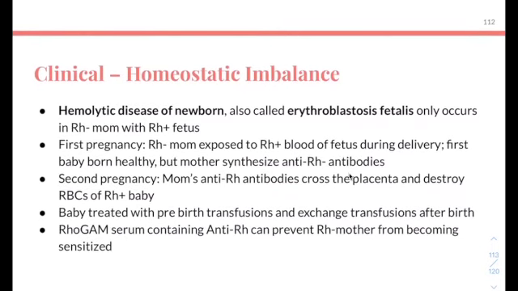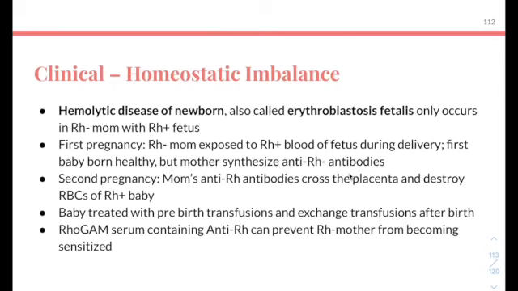So I know we talked about this with some people on Tuesday. Hemolytic disease of the newborn is also called erythroblastosis fetalis. It occurs when mom is Rh negative and the fetus is Rh positive. In the first pregnancy, mom is exposed to that Rh positive blood during delivery. The first baby is born fine, they're healthy, but mom makes those anti-Rh antibodies.